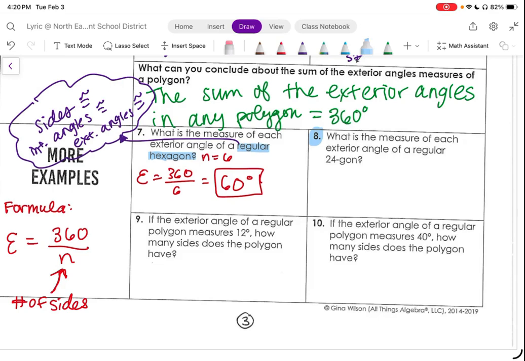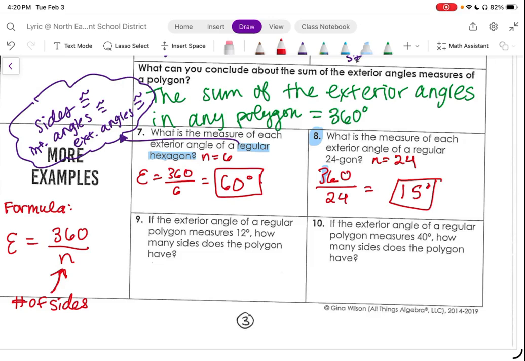Sorry, guys. Okay. Hopefully you finished this problem already. It's not that hard. We take 360 and divide it by our number of sides, which was 24. And when we do that, we get 15 degrees. So hopefully you got that one right. Let's take a look at number 9.